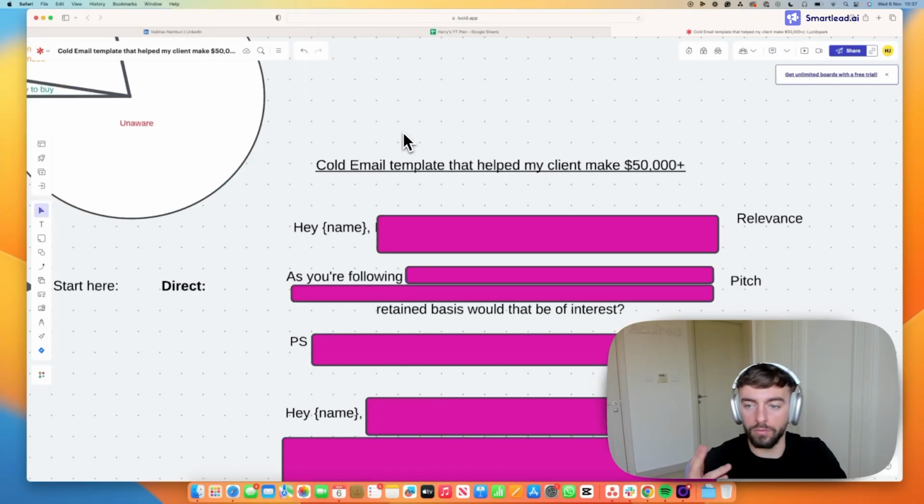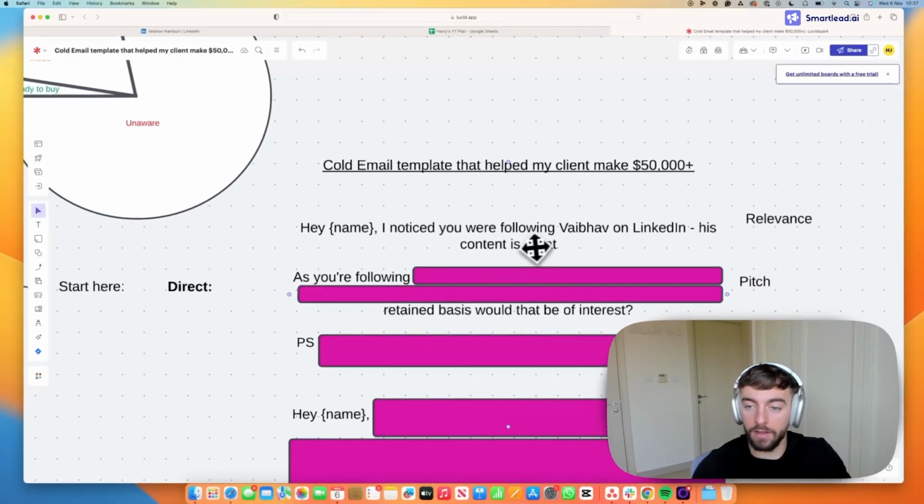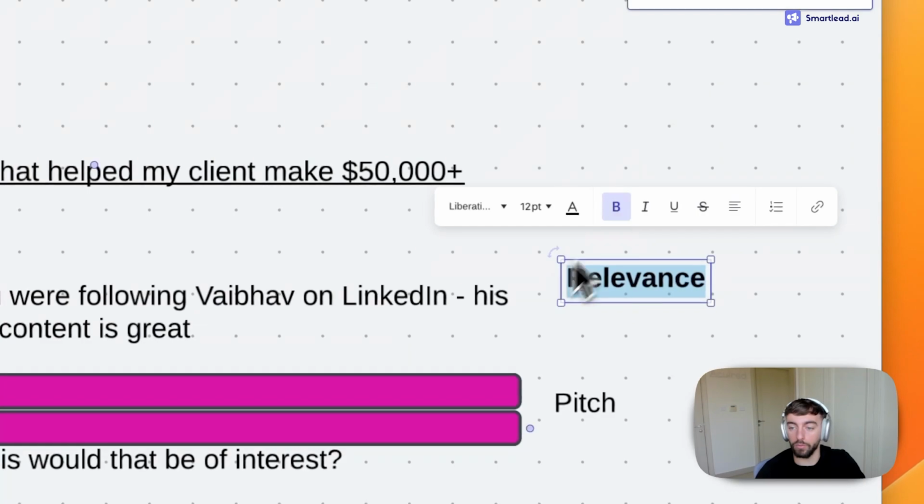Our example of relevance in this direct message would be, hey, name, and then we would say, I noticed you are following Viber on LinkedIn. His content is great, right? So basically you've got some relevance point there. It doesn't have to be following a person on LinkedIn. It could be, I noticed you were hiring. I noticed someone just left. I noticed you just received funding. But you basically just want to have a point of relevance here.